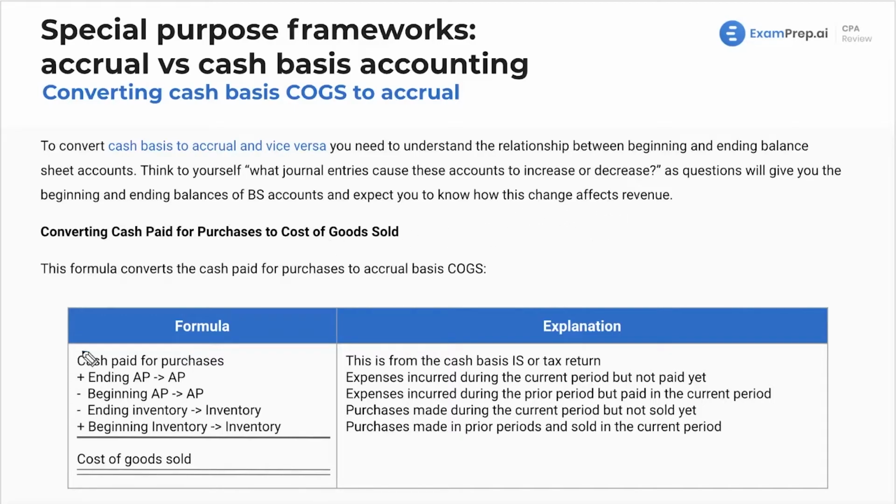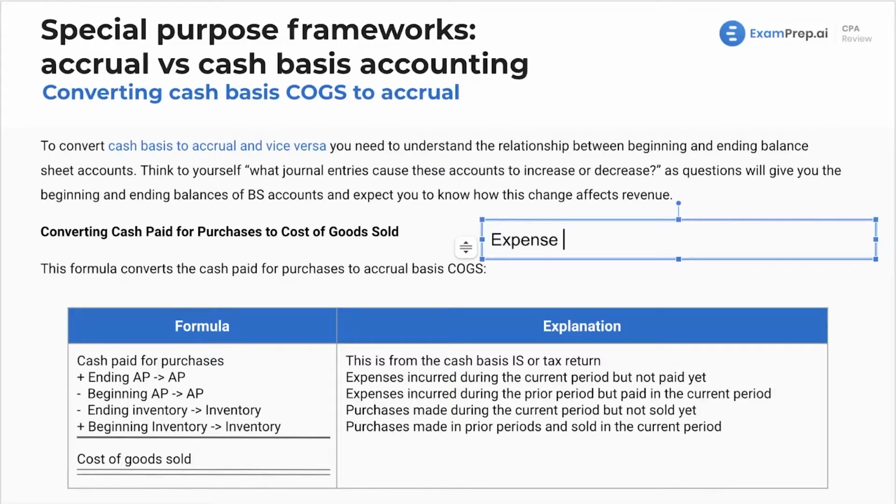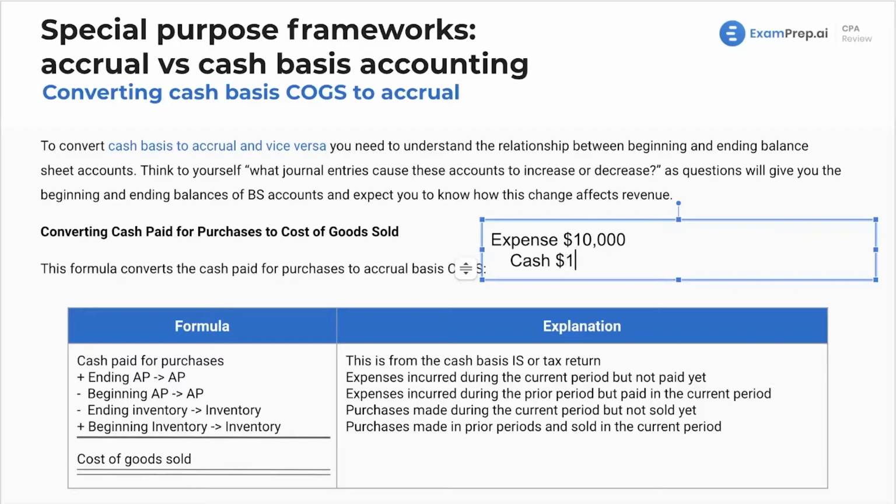We just dealt with revenues. How do we deal with cost of goods sold? Well, cost of goods sold, first off, think the journal entry. How do we increase cost of goods sold or expenses really for our cash basis? Well, that's going to be debit expense for $10,000 and credit cash. However, for accrual basis, we're not going to see that.